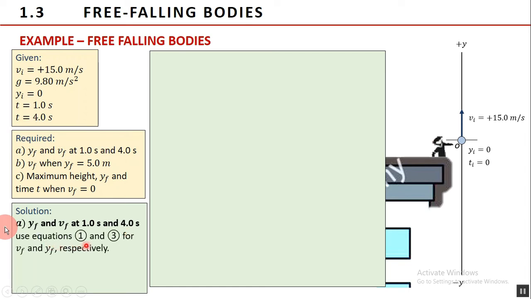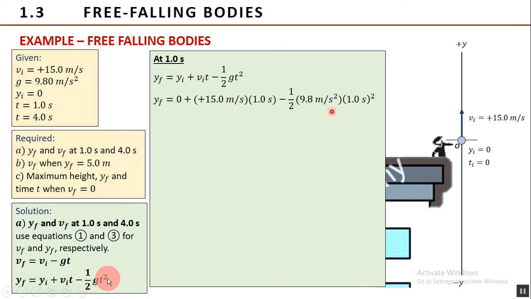We use equations 1 and 3 for v sub f and y sub f, respectively. V sub f equals v sub i minus gt. And y sub f equals y sub i plus v sub i t minus 1/2 gt squared. So at 1 second, applying equation 3 and substituting the given information, 15 times 1 minus 1/2 of 9.8 times 1 squared. The final position is positive 10.1 meters. Positive value means that the ball is located above the railing 1 second after throwing the ball.